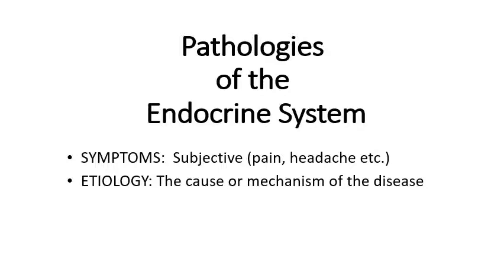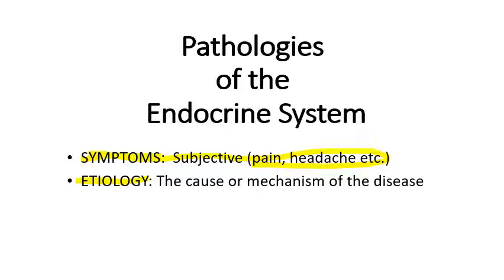Okay, let's look at some pathologies of the endocrine system and a couple of definitions before we go into that. When you're talking about symptoms, you're talking about subjective things, things like pain or a headache. So a headache is a symptom of a disease or a pathology. The word etiology means what is the cause of the problem, what is the mechanism by which what's going on.